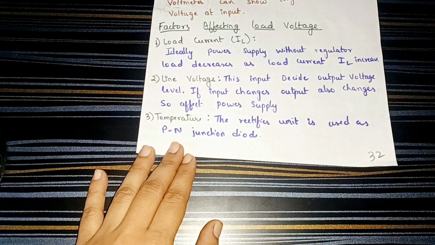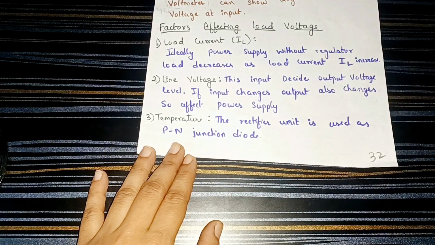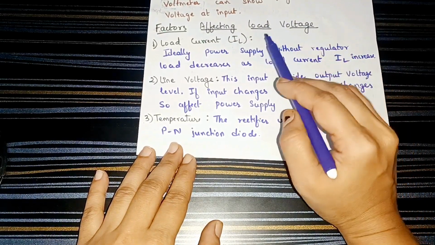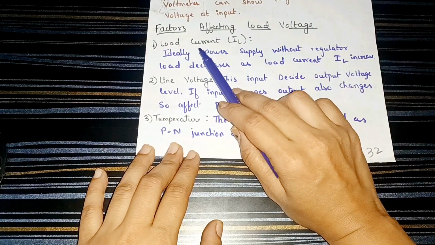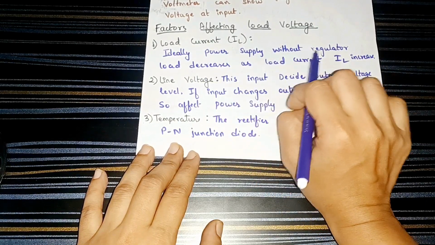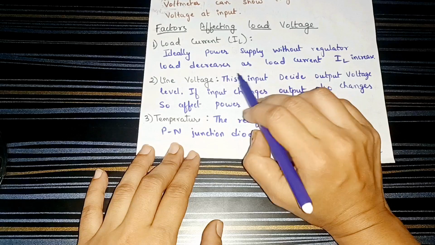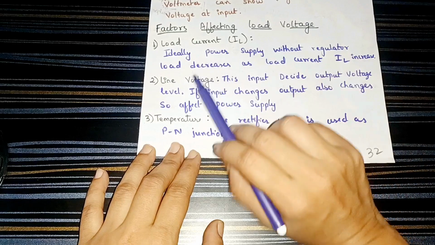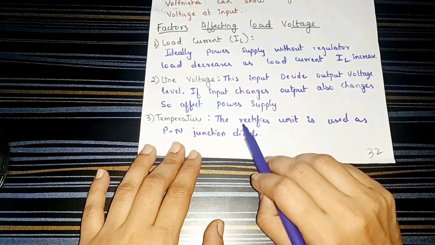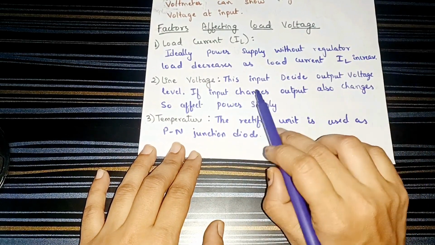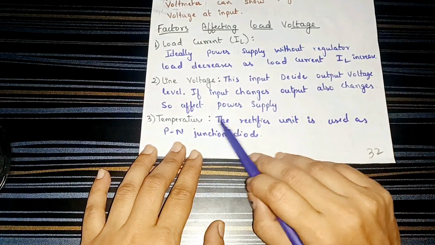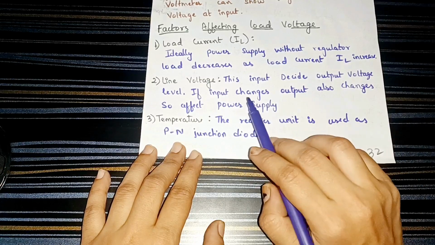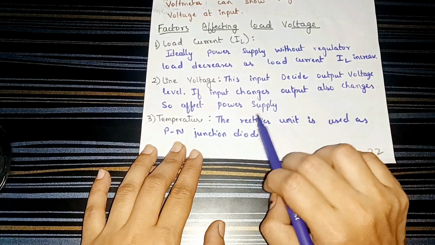Next we have the factors which affect the power supply. The main factor is load. We are seeing how the load affects the voltage. Ideally, a power supply without a regulator, with load, changes the load current and affects the regulation. Then line voltage: the input decides the output voltage level. If the input changes, the output also changes, so it affects the power supply. Overall, when the input is changing, the output is also changing, and in that time the power supply is affected.